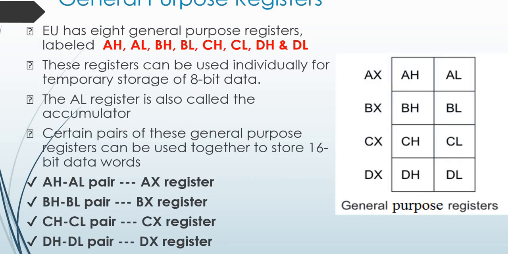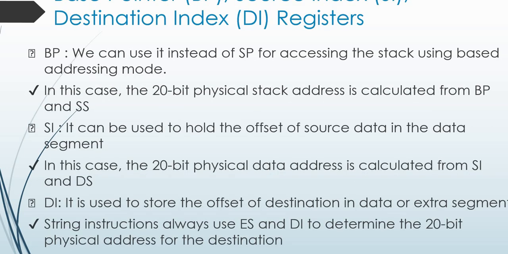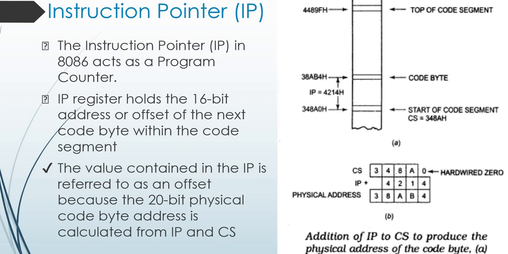These are the general purpose registers, paired as AX, BX, CX and DX, along with the base pointer and the instruction pointer. The IP always holds 16 bits, which is stored in memory, and we use it for calculating the physical address. How do we calculate the physical address? It is the segment address multiplied by 10 plus the offset address, and the offset address is held by the instruction pointer.